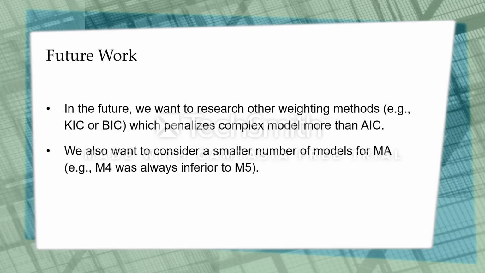For our future work, we want to research other weighting methods such as KIC or BIC, which penalize complex models more than AIC. We also want to consider a smaller number of models for our model averaging method. For example, M4 was always inferior to M5.